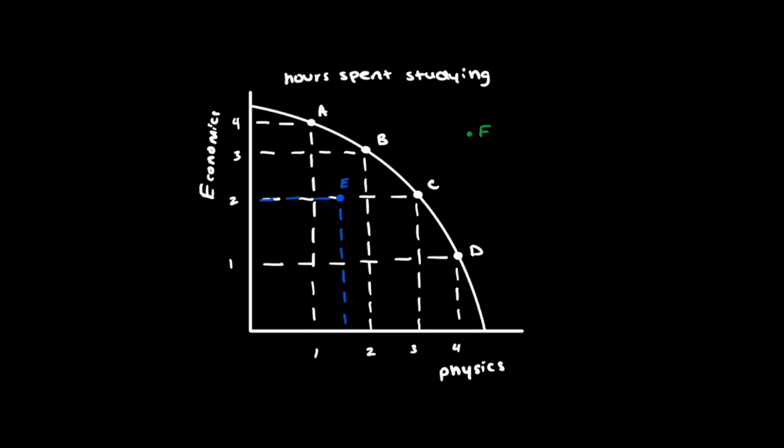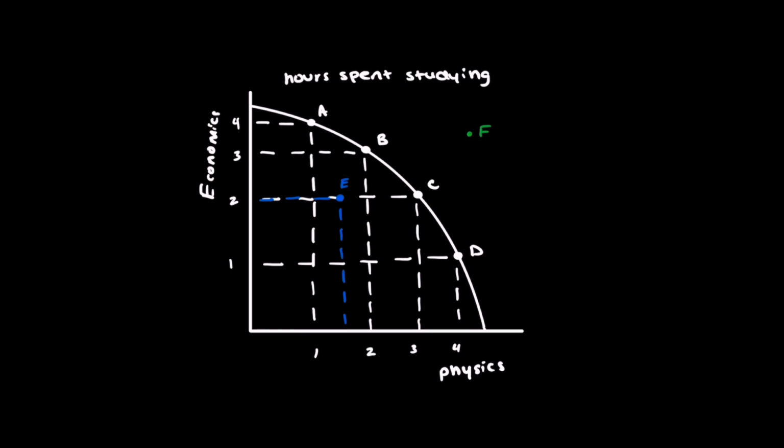The first one is that there are only 2 goods on the graph. Second one is that there's no international trade, which means that the economy is producing goods for themselves, not for another country. And the third one is that the economy is operating on the curve. Operating on the curve means that the economy is using all the resources available. On the graph shown, the 2 axes are time spent studying physics and time spent studying econ.